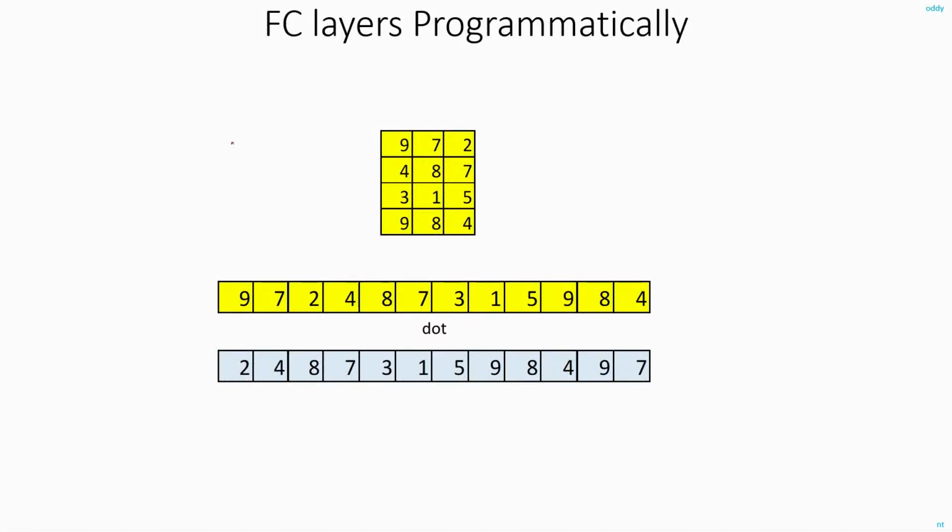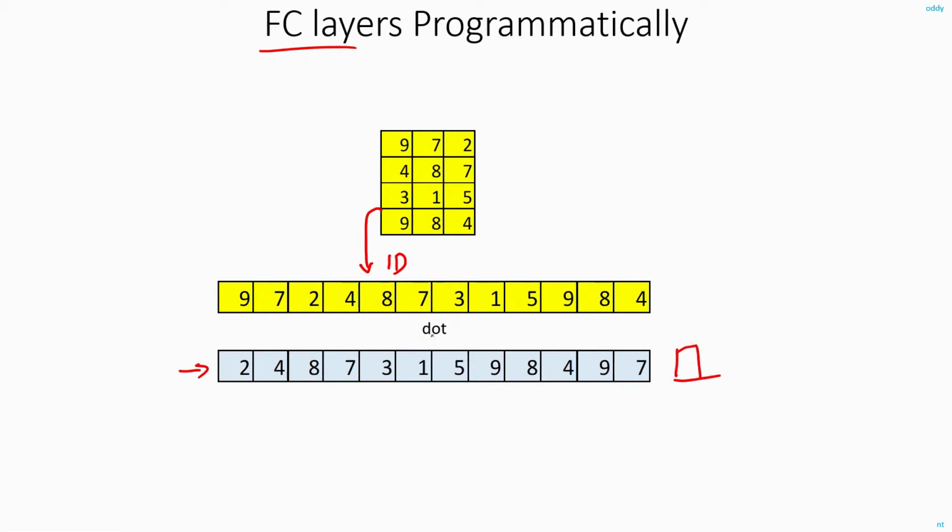So we have seen how to implement the convolution layer programmatically. Now how do you implement the fully connected layer? This should be very simple. Once you get the feature map output, you stretch it to a one-dimensional vector and just take the dot product with another filter to give you some scalar output.